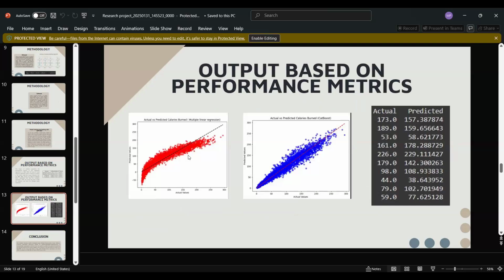The first graph depicts the actual versus predicted calories burned based on multiple linear regression. We can observe that for the actual value 0, the predicted values of multiple linear regression range from -50 to 50. But in the case of CatBoost, we can see that the predicted values are around 0 only. Similarly for all the types. These are the actual versus predicted values depicted by the CatBoost algorithm. We can observe that the values are so near.